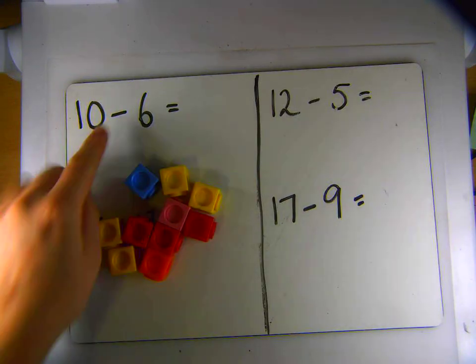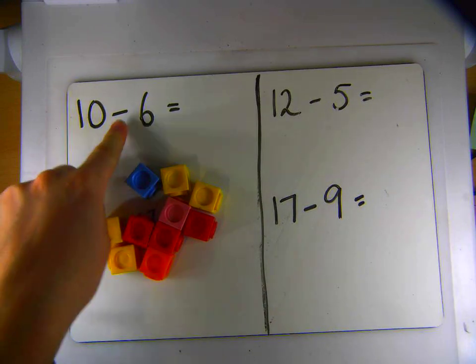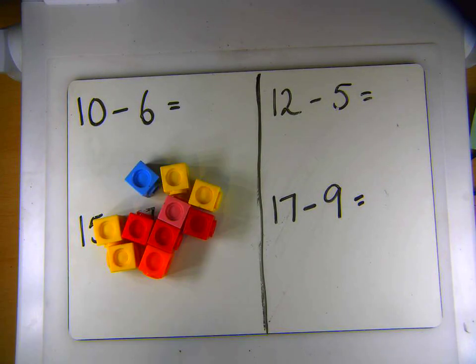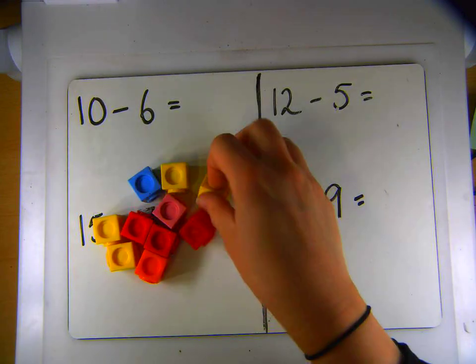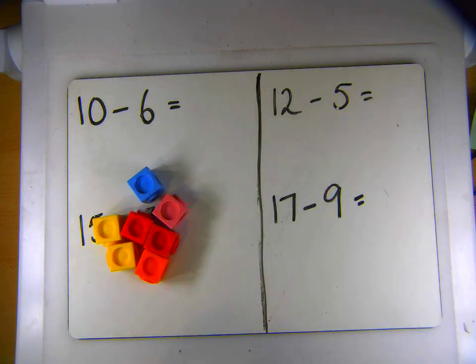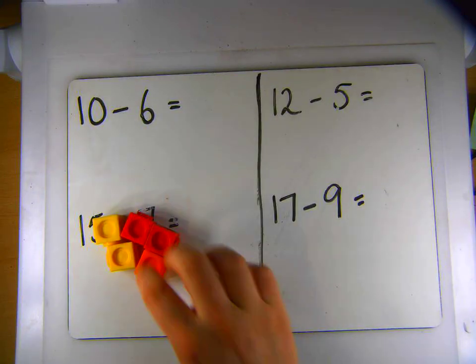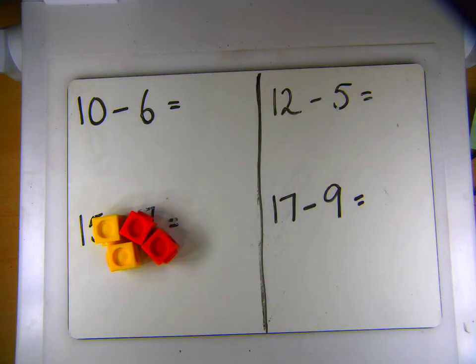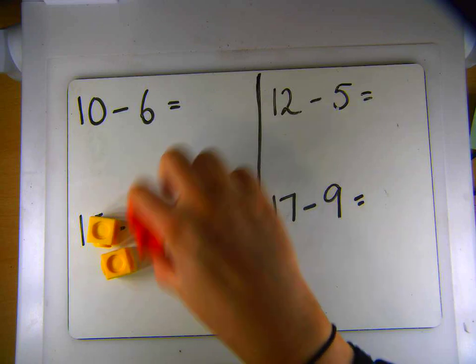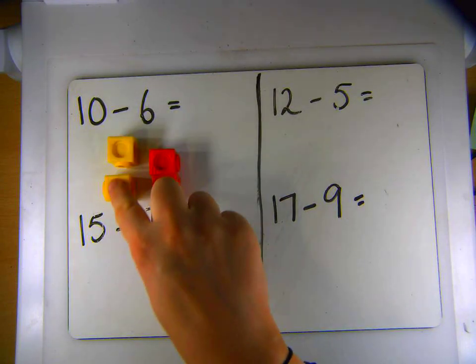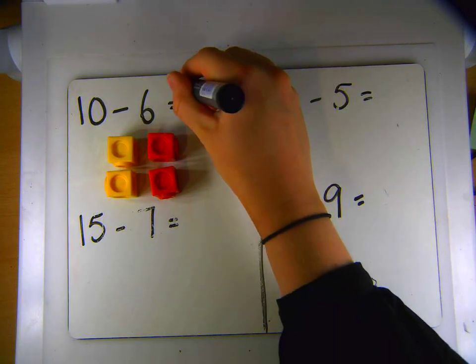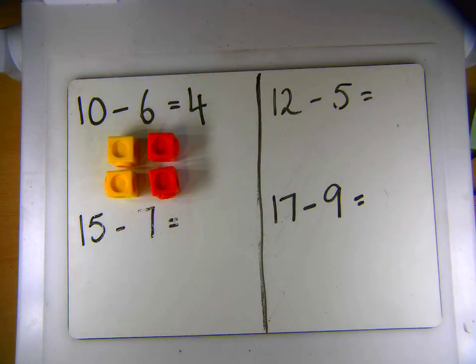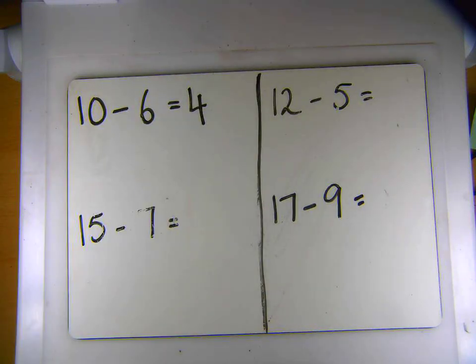Okay. Now this symbol in the middle here, take away or minus, means that we are physically going to remove 6 cubes. So I'm going to go 1, 2, 3, 4, 5, 6. And what I'll do then is I'll count how many I've got left at the end, which is 1, 2, 3, 4. So we can say then that 10 minus 6 or 10 take away 6 equals 4.